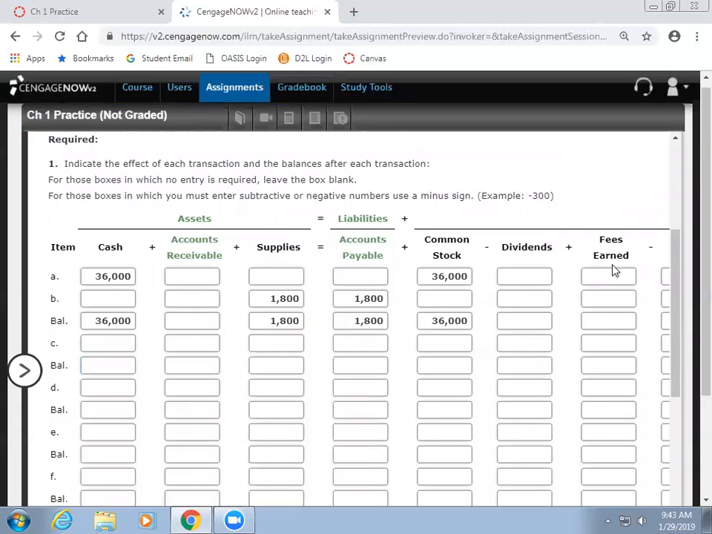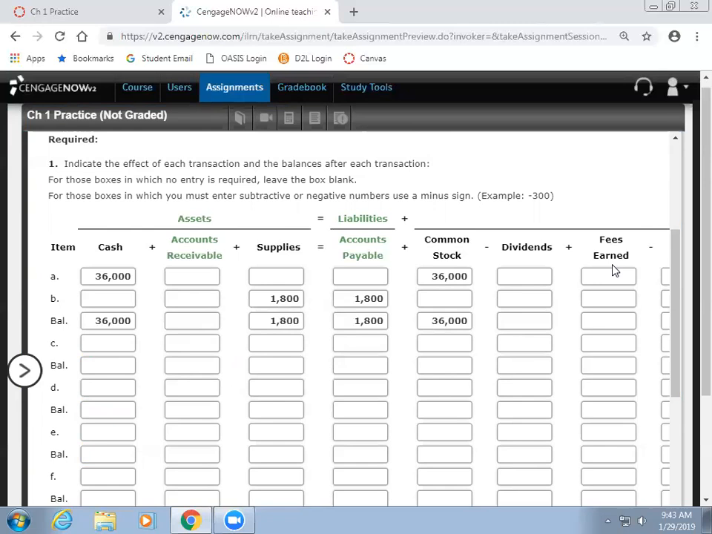So if we were to check our accounting equation, it would be in balance because we have total assets now of what, 37,800, equals liabilities of 1,800 plus the common stock of 36,000. So our accounting equation is in balance.